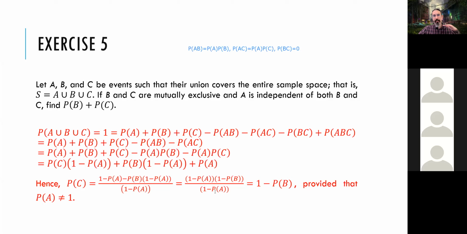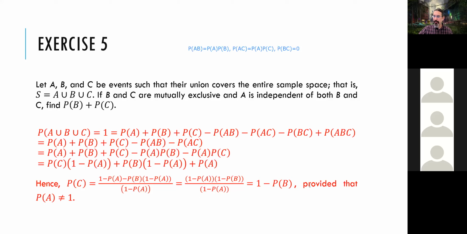When I simplify a denominator with a denominator, or with a numerator, you have to check and make sure that they are not 0. If this value is equal to 0, then you cannot simplify it. It's not simplifiable, let's say. So as long as these are not 0, you can get a clear answer. For this one to not be 0, PA should not be equal to 1. So PA can't be equal to 1.